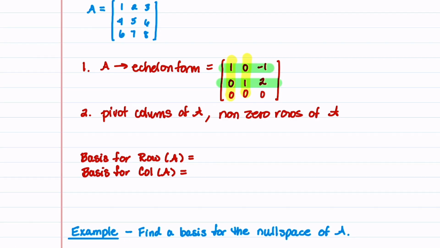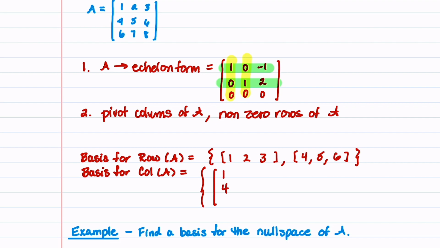The basis for our row space is the original rows of A that correspond to our green highlighted rows. So our basis looks like this: 1, 2, 3, 4, 5, and 6. The basis for our column space is made up of the original columns of A that correspond to our yellow highlighted columns. Those are our columns that contain a pivot. So we have 1, 4, 6, and then 2, 5, 7.